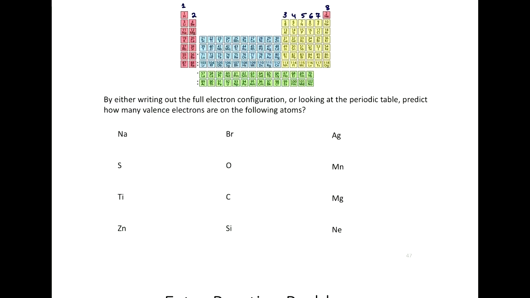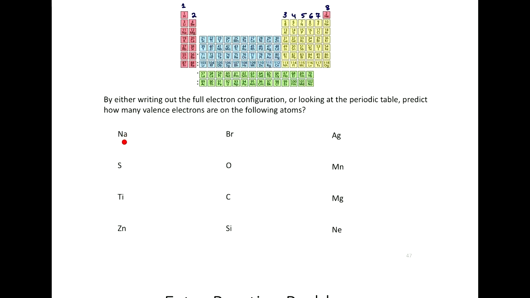So we got 2 minutes. Let's do valence electrons for these elements. There's 2 ways you can do it. Either write out the full electron configuration or just look at where it is on the periodic table. What do you want to do? Just look at it, yes. So let's do the easy ones first.